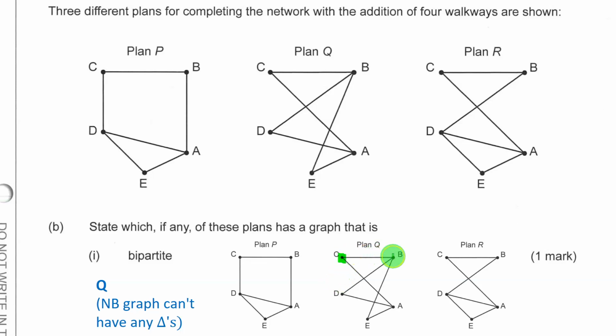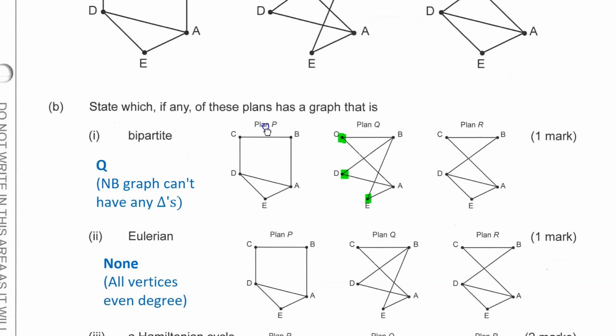So C is one color, B stays plain, D goes colored, A stays plain, E stays colored, we're back to B. And so there it is. It is bipartite. C, D, and E form one set of vertices and A and B the other. So that's all okay.